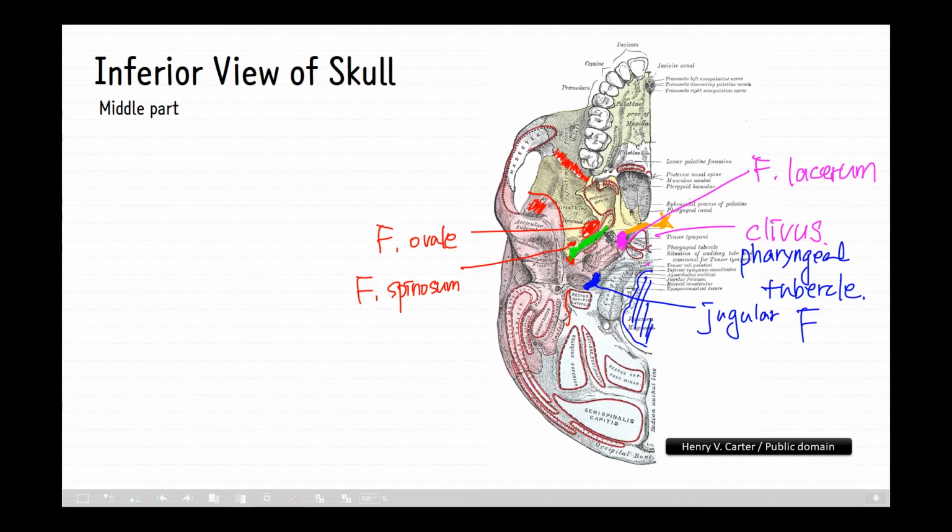Occasionally, the foramen ovale and foramen spinosum are confluent, or the posterior edge of the foramen spinosum may be defective. A small foramen, a sphenoidal emissary foramen, which can be called the foramen Vesalius, is sometimes found between the foramen ovale and scaphoid fossa. As I said, this is the scaphoid fossa in pink color. When present, it contains an emissary vein linking the pterygoid venous plexus in the infratemporal fossa with the cavernous sinus in the middle cranial fossa.